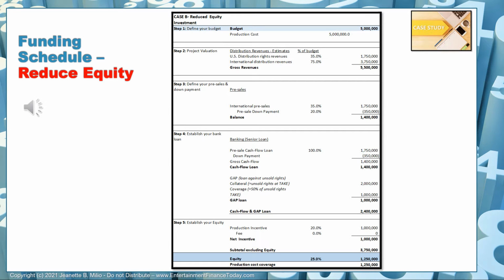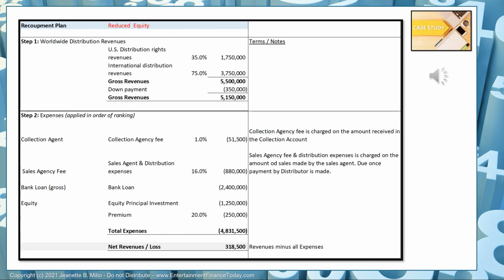And now the question is, will that change the profitability of this movie? And the answer is yes, it will, because here's what's happening. We are again generating $5.5 million from worldwide distribution as we have projected. We are deducting, of course, the $350,000 that we already received from the distributor. So we're left with $5,150,000 that we still would be getting from the distributors at this point.